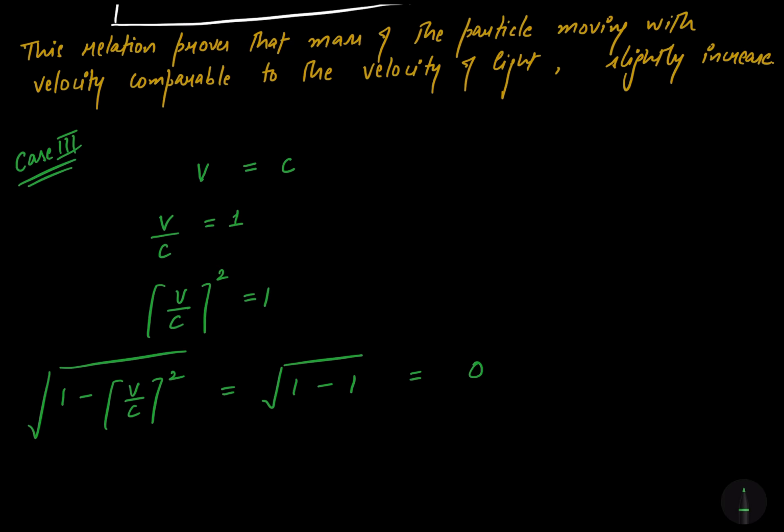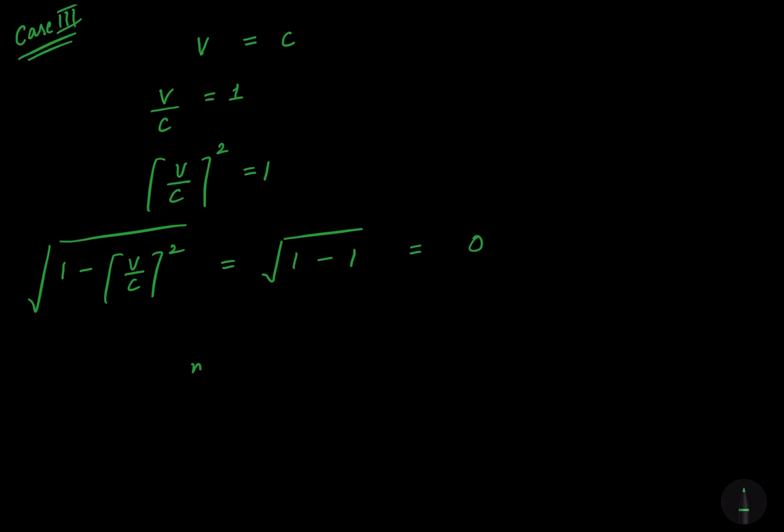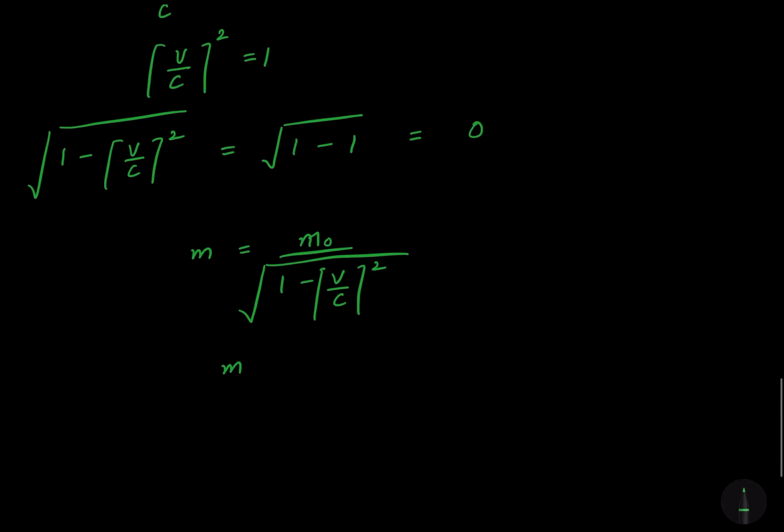Now in Einstein's relativity equation, it will become m is equal to m naught divided by the square root of 1 minus (v/c) whole square. It will come out to be m is equal to m naught divided by 0, or you can say the ratio of m naught divided by m will come out to be 0. Now the ratio of m naught, that is the mass of the particle at rest, divided by the mass of the particle moving with the velocity equal to that of light, will become 0.